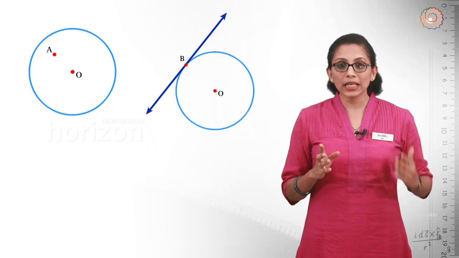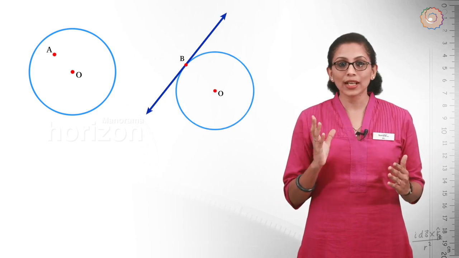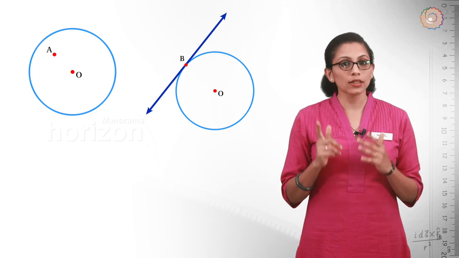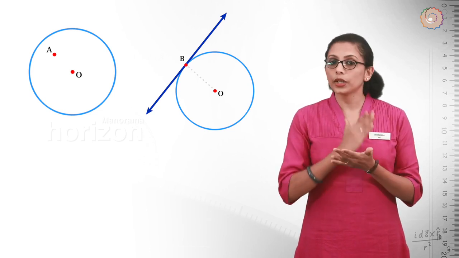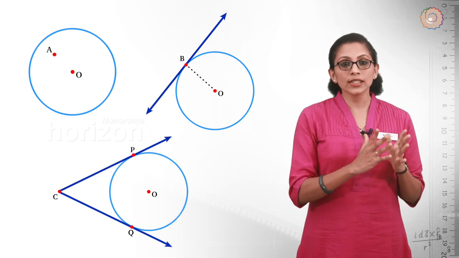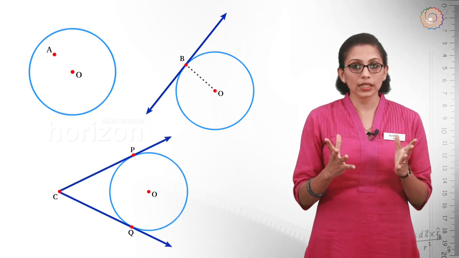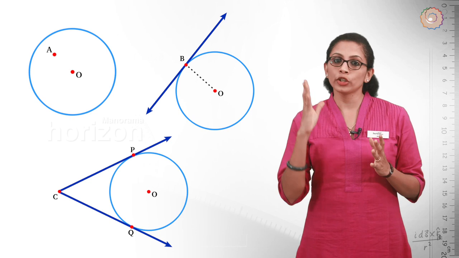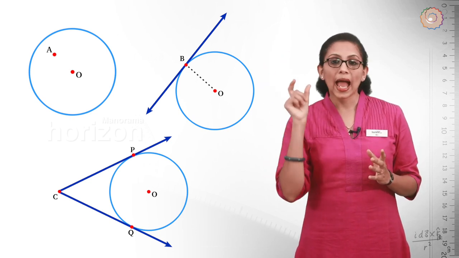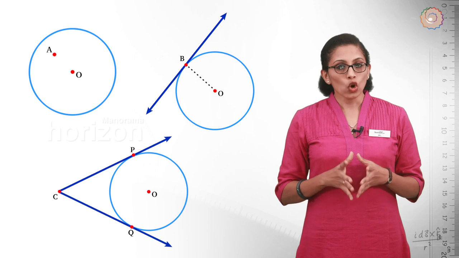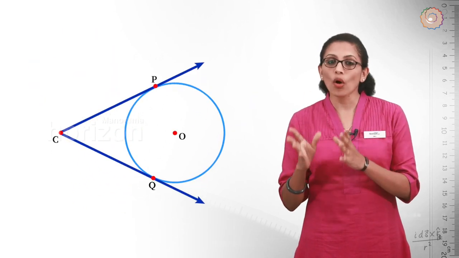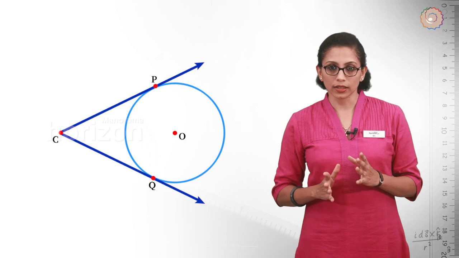Now, when the point B lies on the circle, how many tangents can be drawn? Only one tangent can be drawn to the circle at this point, and it is perpendicular to the radius through this point. Now, when the point C lies outside the circle, what is the case? Two tangents can be drawn to the circle from this point, and the tangents are CP and CQ. Here, we shall see the third case, that is when the point lies outside the circle.